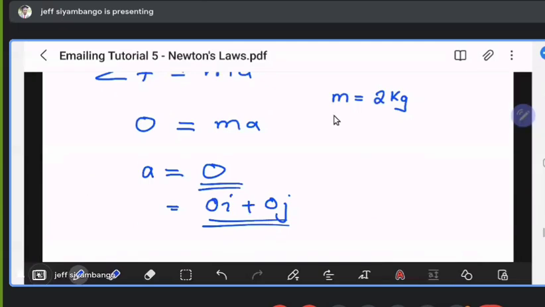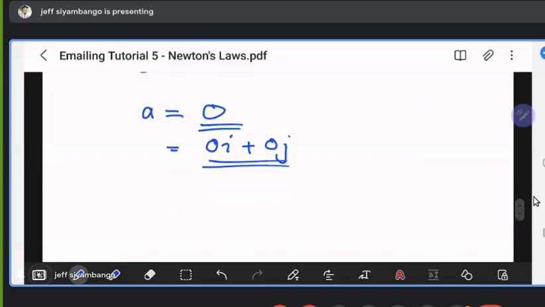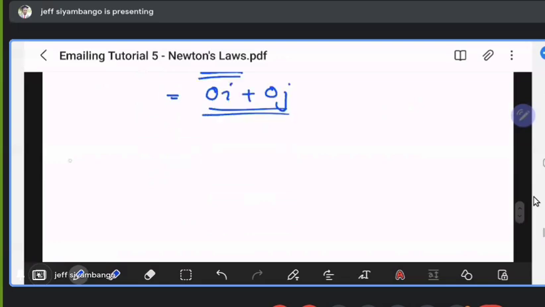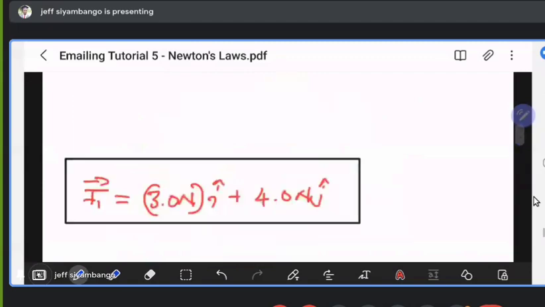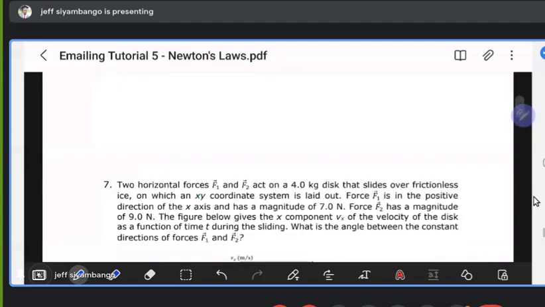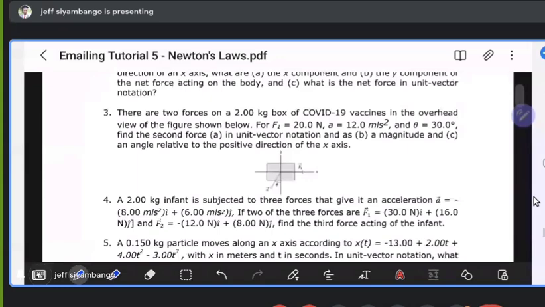Okay, so that answers the first part. Let's look at B. What is happening in B? Well, it's the same setup, the same question. The only thing changing is what F2 is.